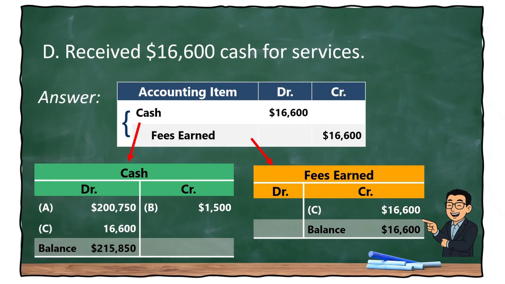Moving to the T accounts, in the cash account, we add $16,600 on the debit side, bringing the balance to $215,850. In the fees earned account, we record $16,600 on the credit side, reflecting the revenue earned from this transaction. This entry increases both assets and equity, as revenues ultimately contribute to the owner's capital.